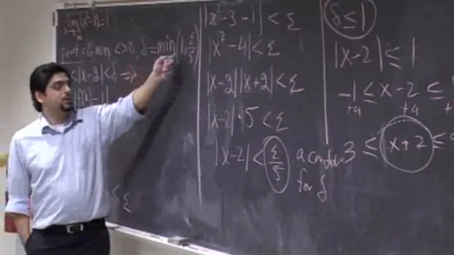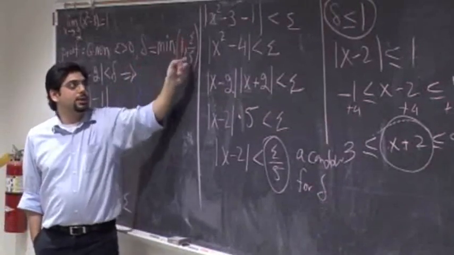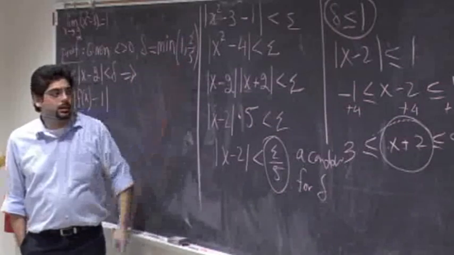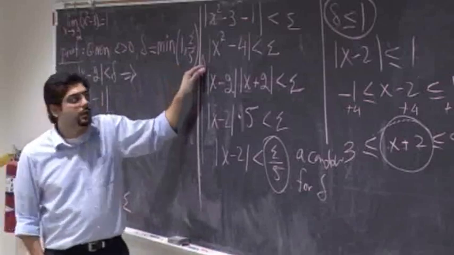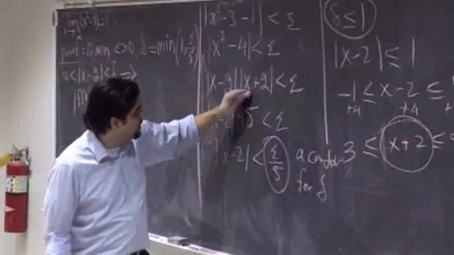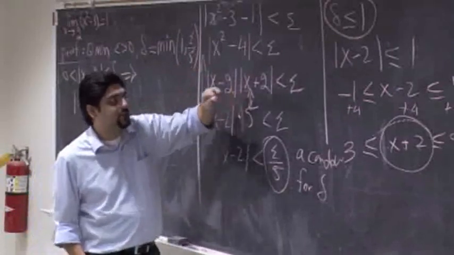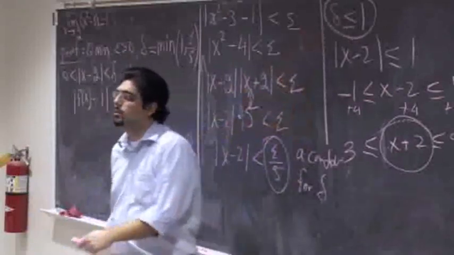Because if delta is smaller than 1 and smaller than epsilon over 5 simultaneously, then this process is satisfied. And this replacement is satisfied because I'm guaranteeing delta to be less than or equal to 1.